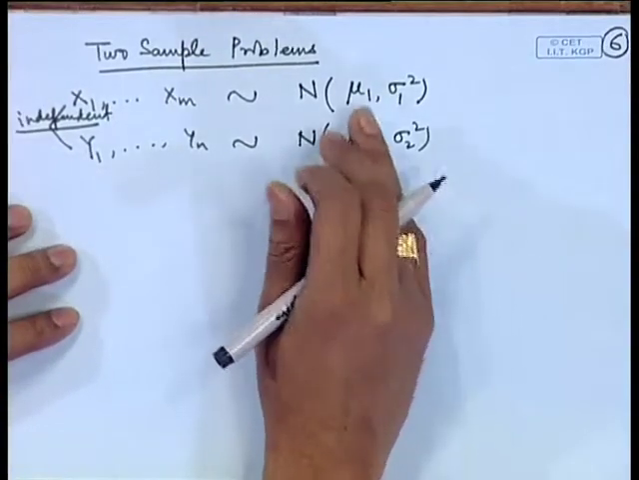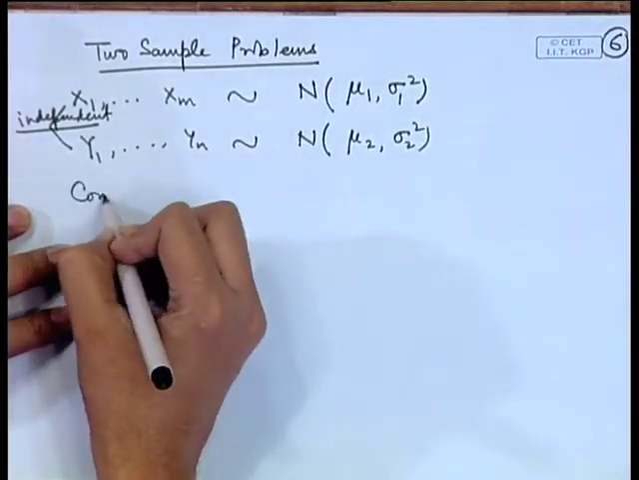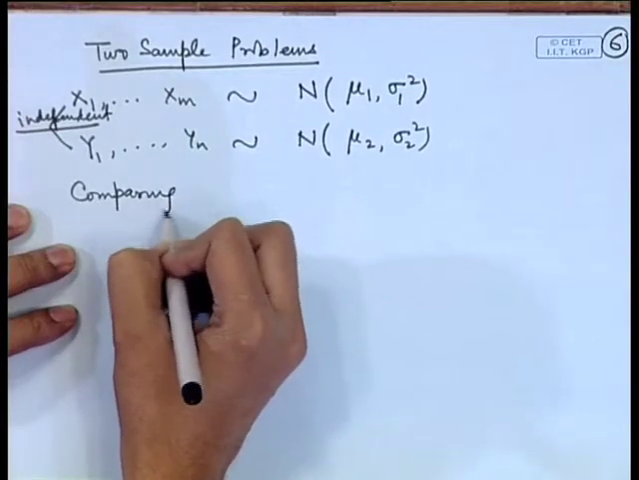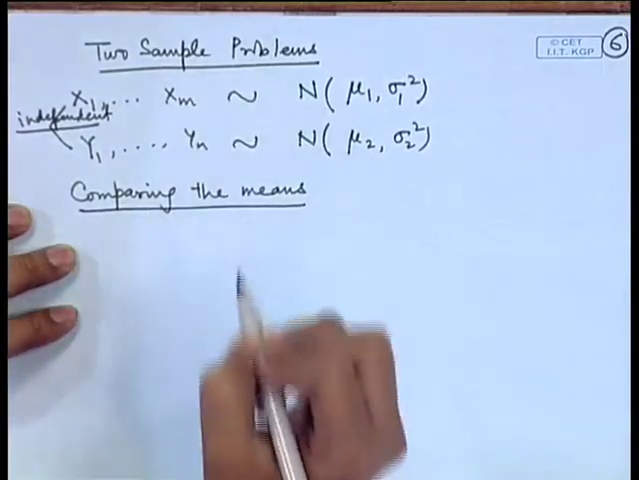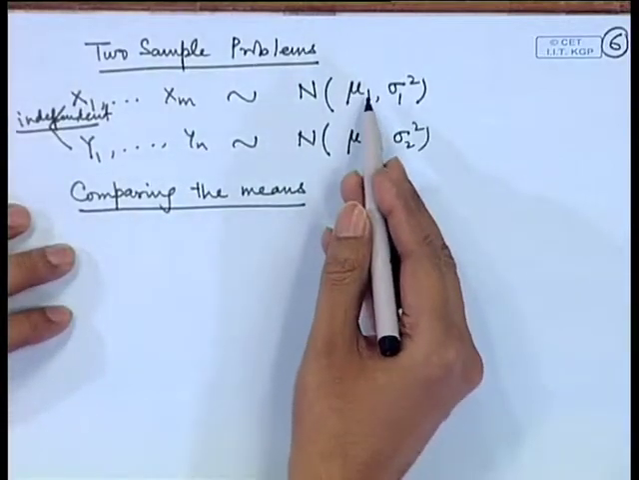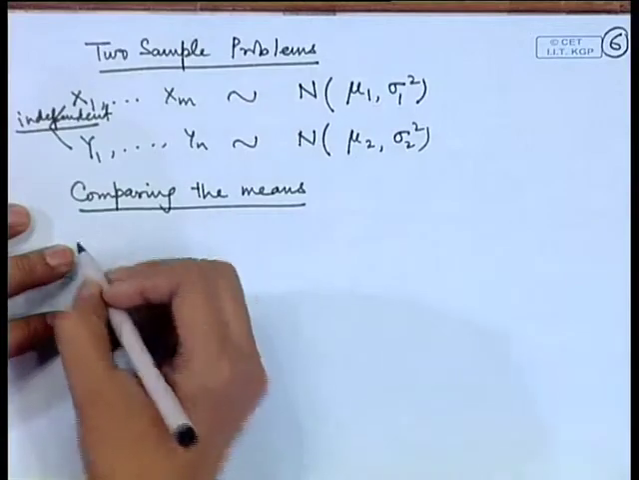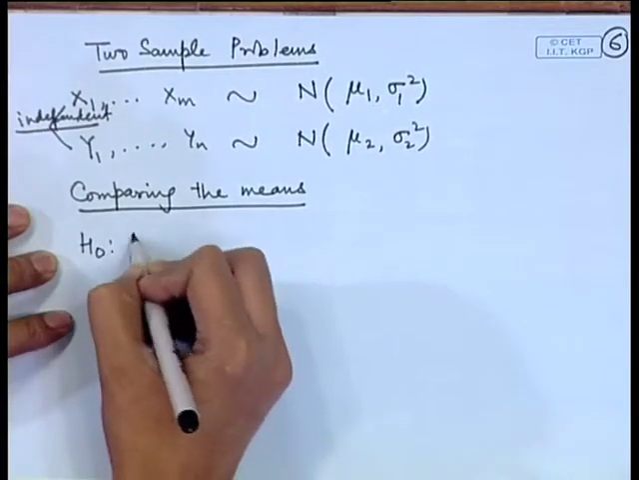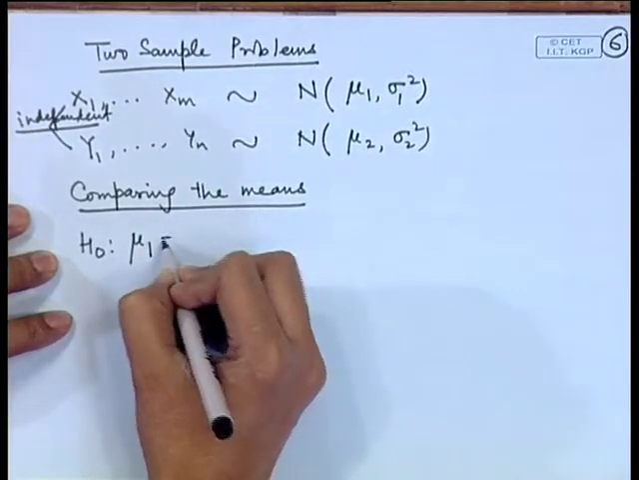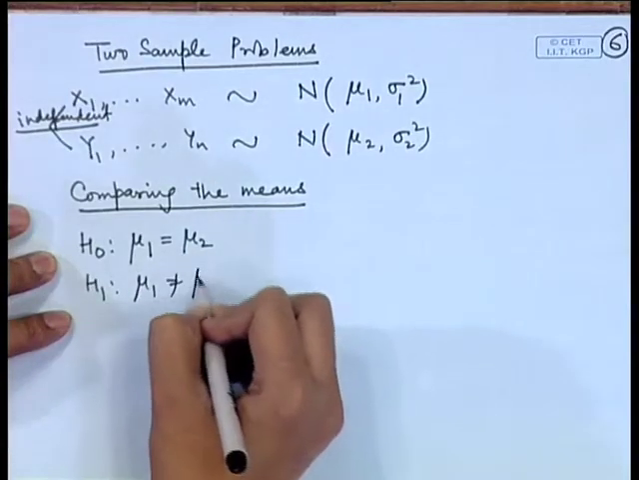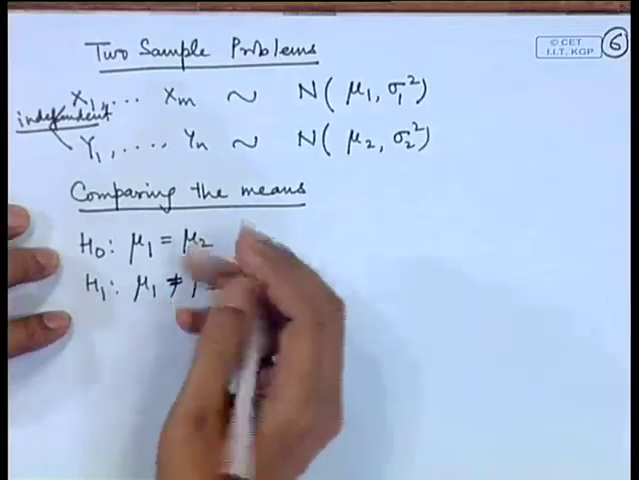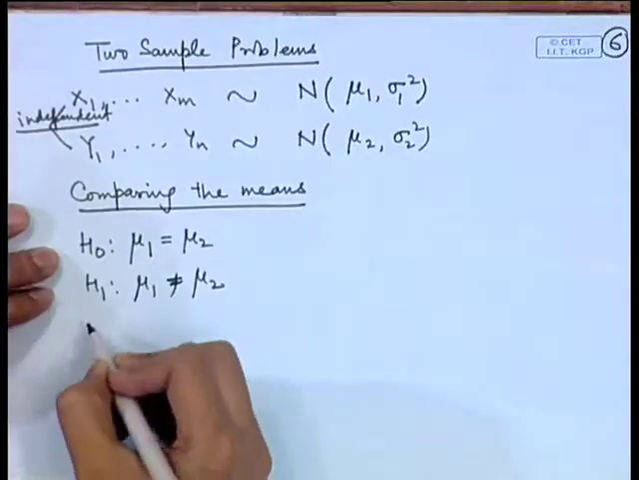Now, suppose we want to compare the means. If we want to compare the means, we may have a hypothesis of the type mu 1 is equal to mu 2 against mu 1 is not equal to mu 2, or a one sided hypothesis like mu 1 is less than or equal to mu 2 against mu 1 is greater than mu 2, etc. Now, there are various cases here.